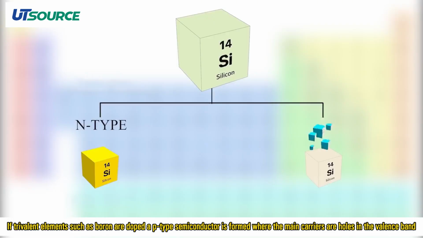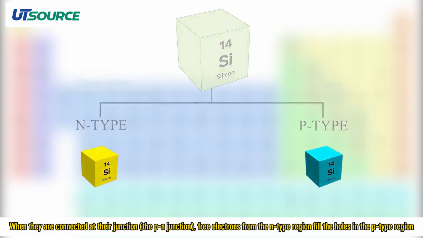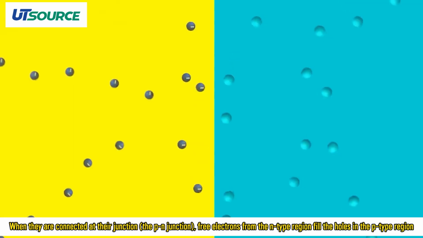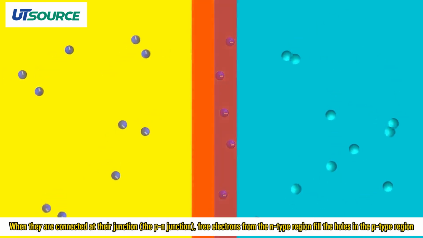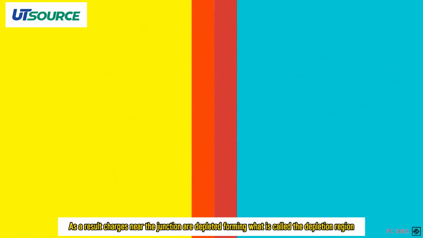If trivalent elements such as boron are doped, a p-type semiconductor is formed where the main carriers are holes in the valence band. When they are connected at their junction, the p-n junction, free electrons from the n-type region fill the holes in the p-type region. As a result, charges near the junction are depleted, forming what is called the depletion region.